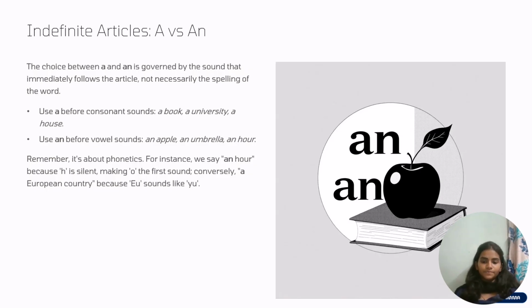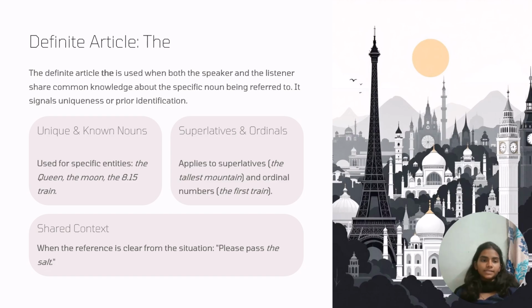Definite articles. The definite article the is used when both the speaker and the listener share common knowledge about the specific noun being referred to. It signals uniqueness or prior identification. Unique and known nouns: used for specific entities, for example, the queen, the moon, and the 8:15 train.